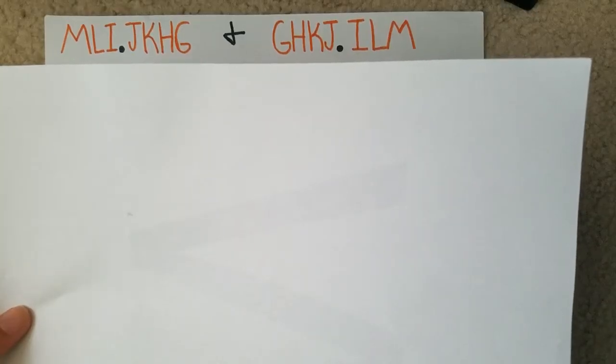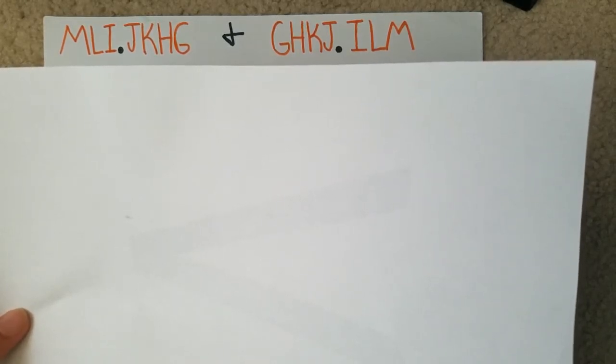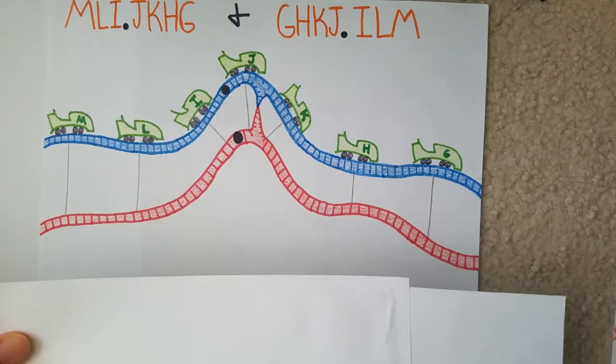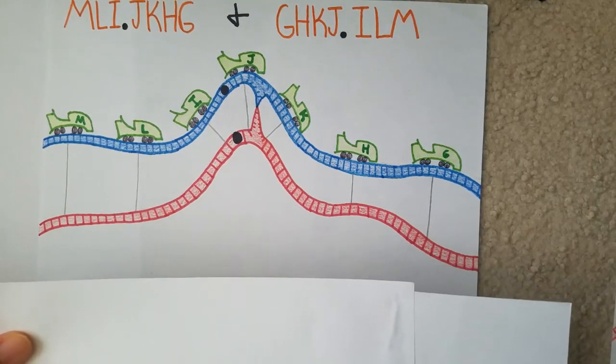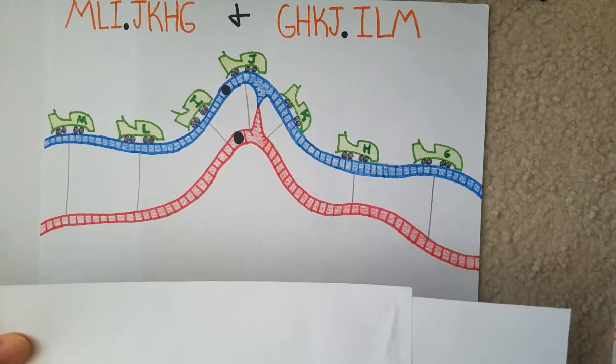In individual 2, the chromosomes are MLI.JKHG and GHKJ.ILM. If we flip chromosome 2, we get the same exact copy of chromosome 1. This means that this individual will not have any inversions or aberrations.